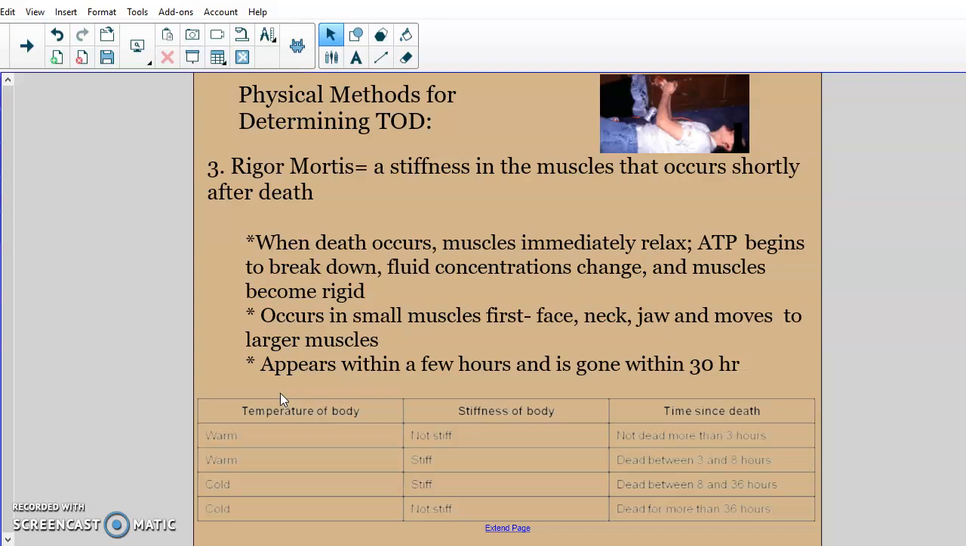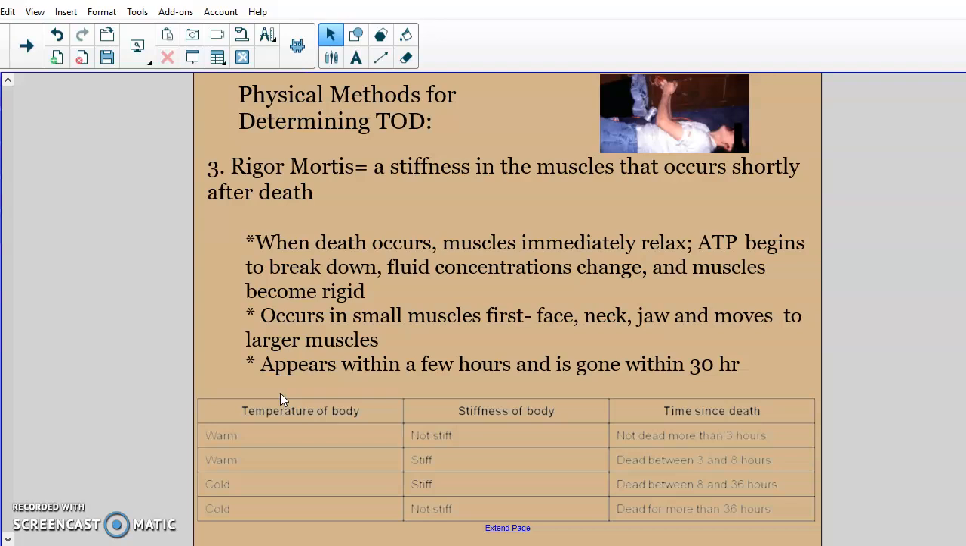If you get to the scene of a crime and the body is still fairly warm, and it's starting to stiffen, it's really kind of awkward to move the body because the muscles are all contracted. The person's been dead approximately 3 to 8 hours. So usually the person is in full rigor by 8 hours. So between the 3 and the 8 hour mark, the body is stiffening up.